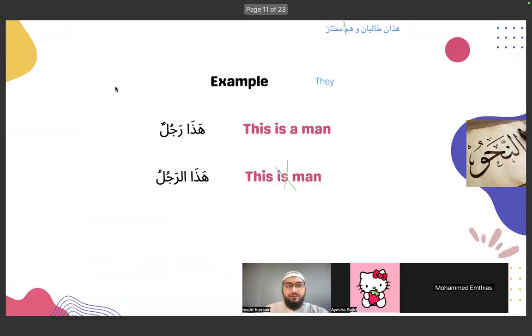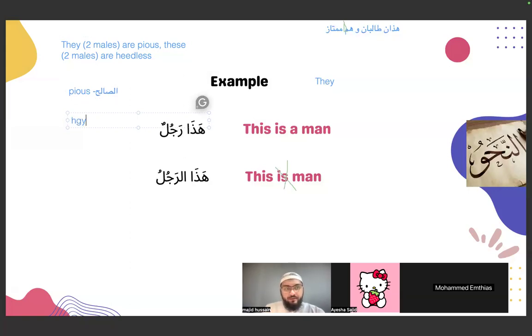Right. I'll write in English, and then you can translate it to Arabic. They, two males, are liars. These males are mean. So I'll just deal with the word for pious. Salih, this is for pious. You need to change its form from singular to dual by yourself, so you can get practice of it. And al-ghafil, heedless.